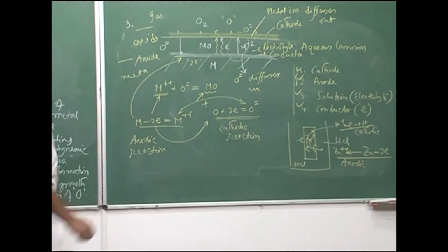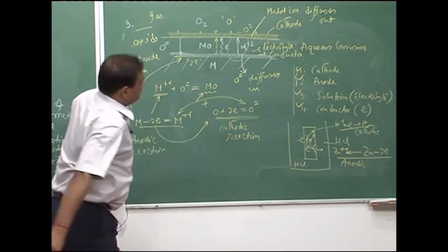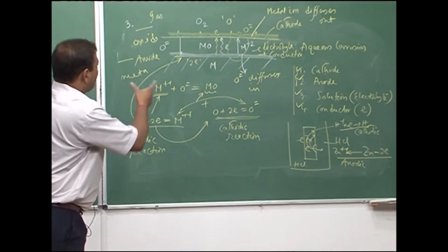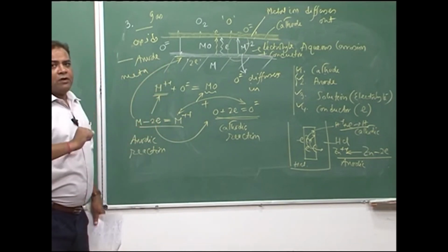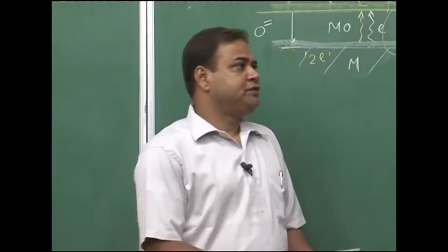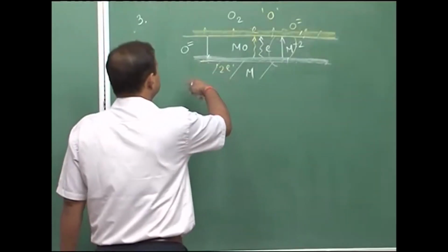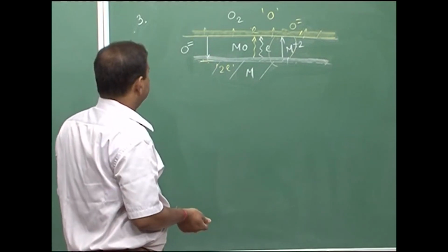So, this is the overall similarity between the oxidation process and aqueous corrosion, almost similar, because all the 4 components are also there in the case of oxidation. So, we see that there is a resemblance between the oxidation process and aqueous corrosion.